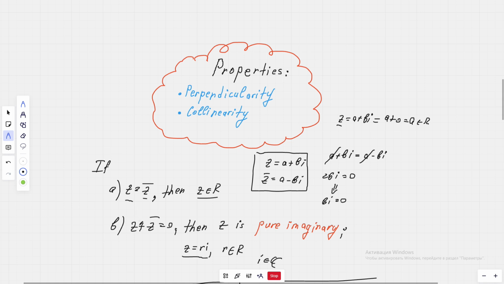Okay, and the second property is that if z plus its conjugate version is 0, then z is pure imaginary. What I mean by pure imaginary is that it can be represented by the product of a rational number and a complex number, as shown in the example below, where z equals r multiplied by i, where r stands for a rational number and i a complex one.